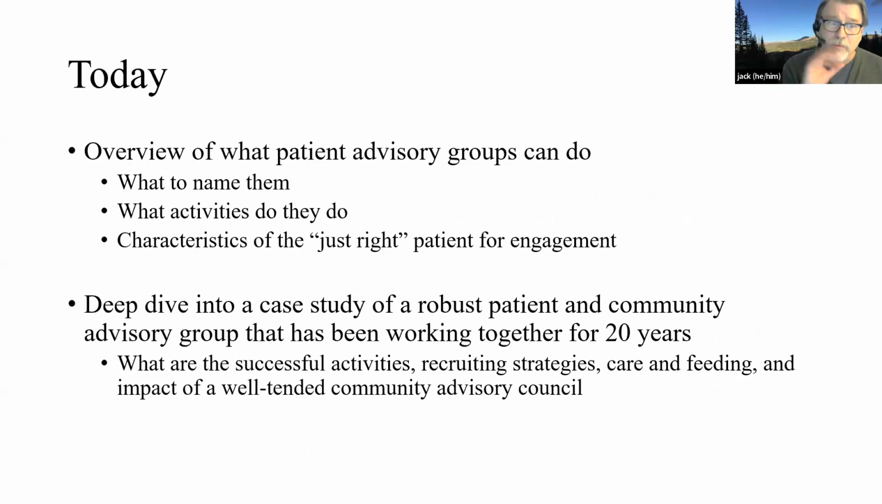So today, I'm going to give you a little overview of what patient advisory groups can do. We're going to talk about the naming of patient advisory groups, what activities they can do, and then some work that I've spent 10 years on, defining the characteristics of the just right patient for engagement. This is a paper that we've been working on for 10 years. Sometimes it takes a while to publish a paper. We haven't even written the paper yet because we've still been gathering data, and our community members have moved us beyond the just right patient to the just right researcher. So now we're doing a sister project: what are the characteristics of the just right clinician or researcher?